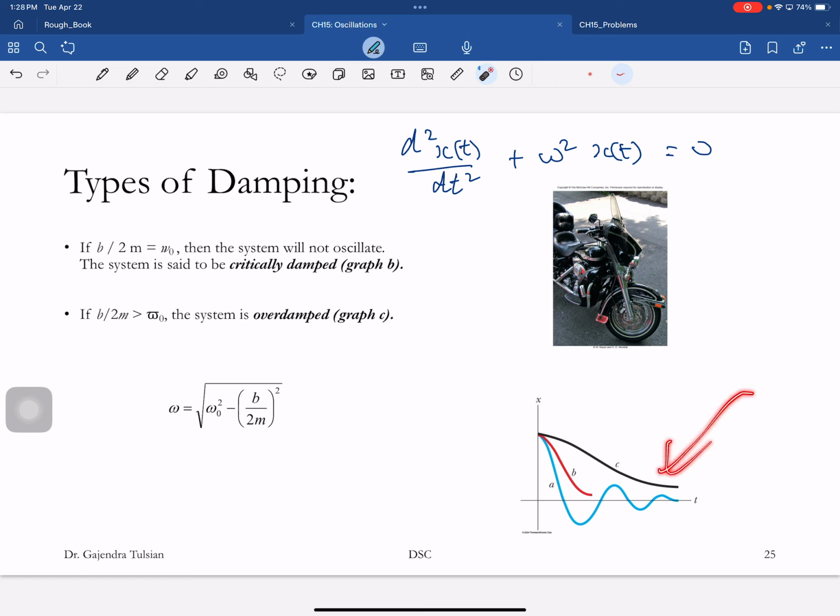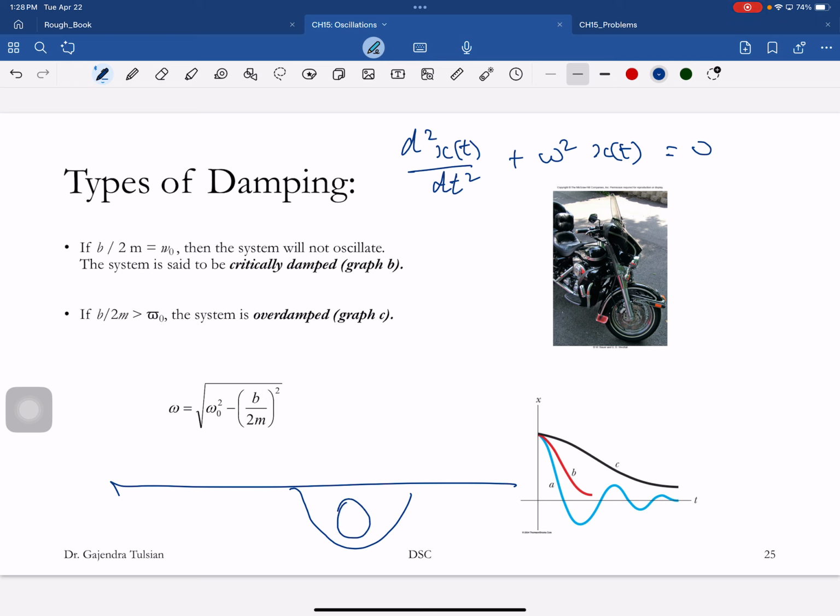Why do we care about all this? Well, here's a practical application. Let's say you're riding a motorbike and you hit a pothole. You're going on a flat road, and then you hit a pothole, and you see your wheel will come down, and then when you come back, your wheel is oscillating.